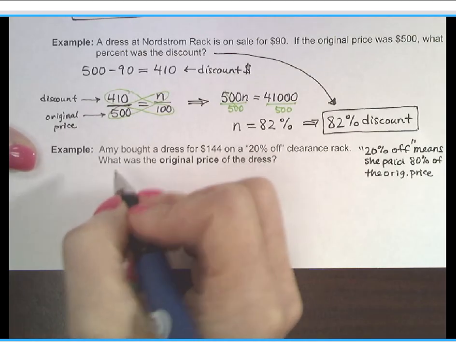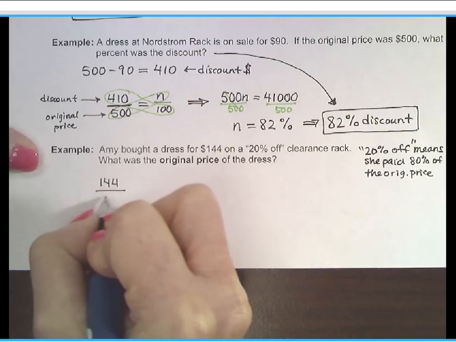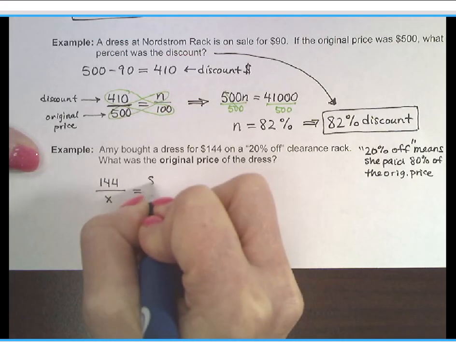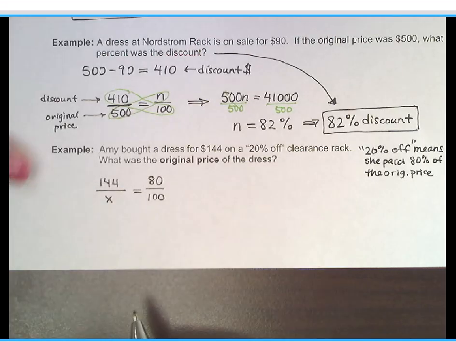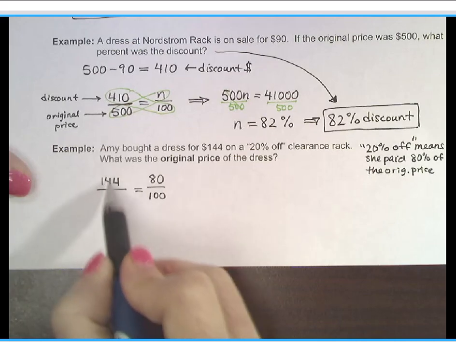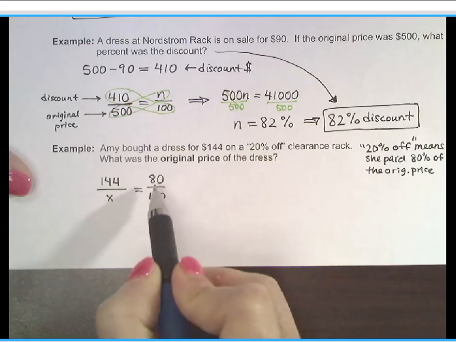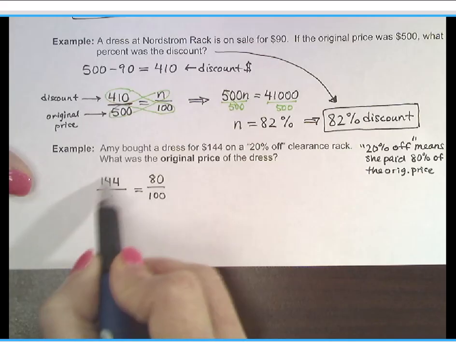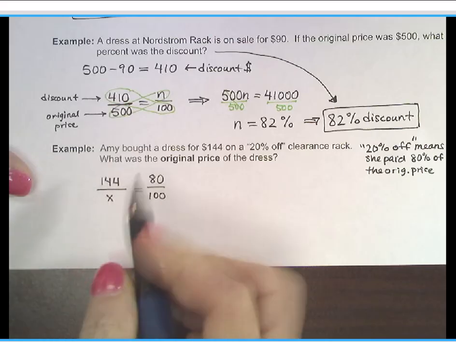So I want to know if 144 was the sale price out of whatever the original price was. I know that that 144 that I paid was 80% of the original. So the 144 that I paid equates to 80%. 80 over 100. The mistake students usually make is they put a 20 here. But this is the discounted price out of the original. So what we're going to be solving for here is the original.